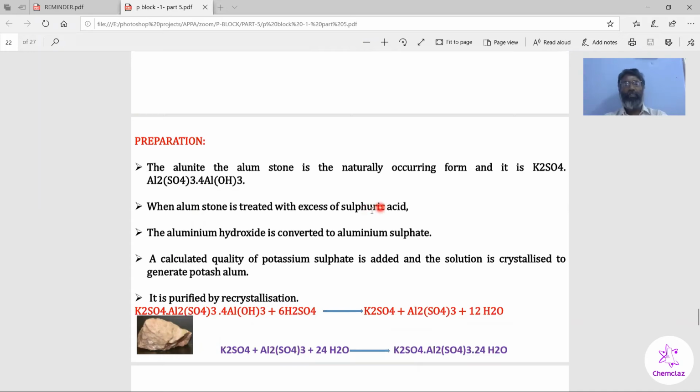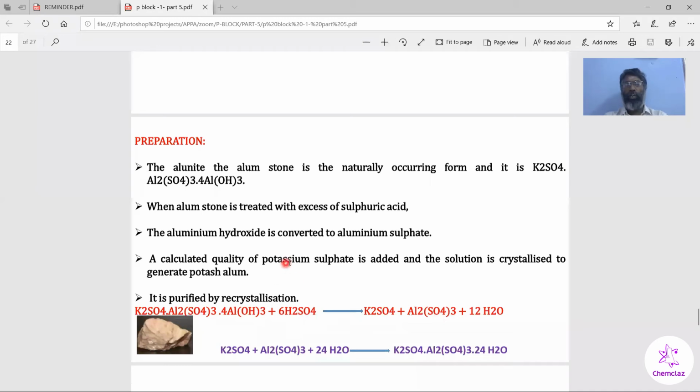So sulfuric acid is used to convert aluminum hydroxide into aluminum sulfate. Okay, so you can see the reaction: K2SO4 Al2(SO4)3 4Al(OH)3, so this one is alunite treated with sulfuric acid, which gives K2SO4 Al2(SO4)3 plus 12H2O. What happened here? This sulfuric acid converts aluminum hydroxide into aluminum sulfate.